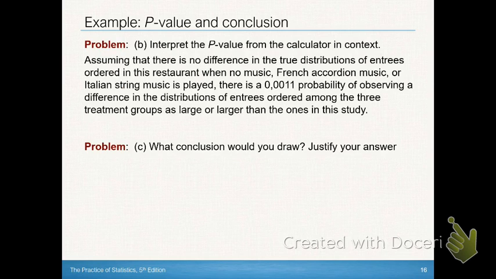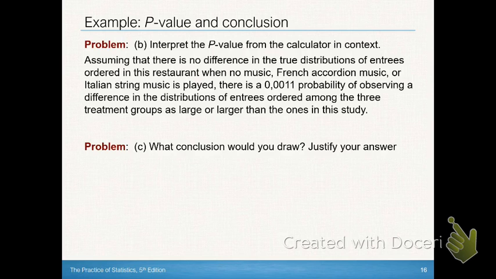Now, this next part, when we come up with our conclusions, this is pretty similar. So remember, your p-value gives the probability of getting the test statistic that you got, or even more extreme, purely by chance. So that means there's a 0.0011 probability of observing a distribution that is as different as ours was, or even more, purely by chance, assuming that the kind of music playing didn't make a difference on the type of food ordered.